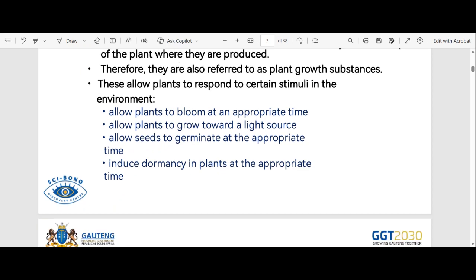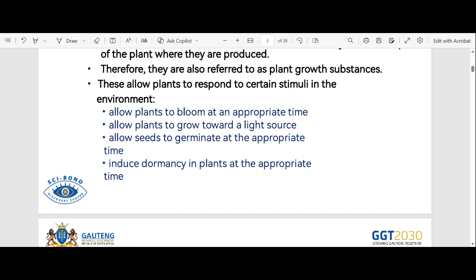So, let's look at their function. These hormones allow plants to bloom at an appropriate time, right? Number two, they allow plants to grow towards a light source. So we'll get into that and explain how they grow towards a stimulus, the light stimulus.